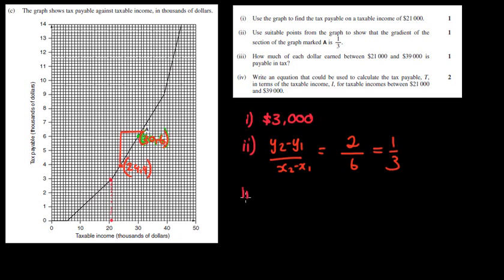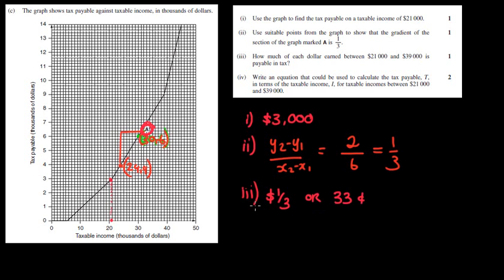Part 3 says how much of each dollar earned between 21,000 and 39,000, or A, that's what we just looked at, is payable in tax. Well, 1/3 is the gradient. That means 1/3 of the money spent, or 1/3 of my dollar, is tax. So 1/3 of a dollar is simply just 33 cents.